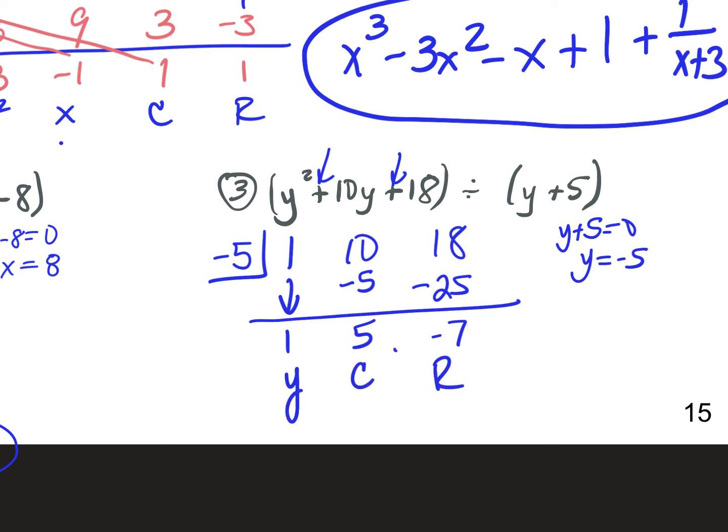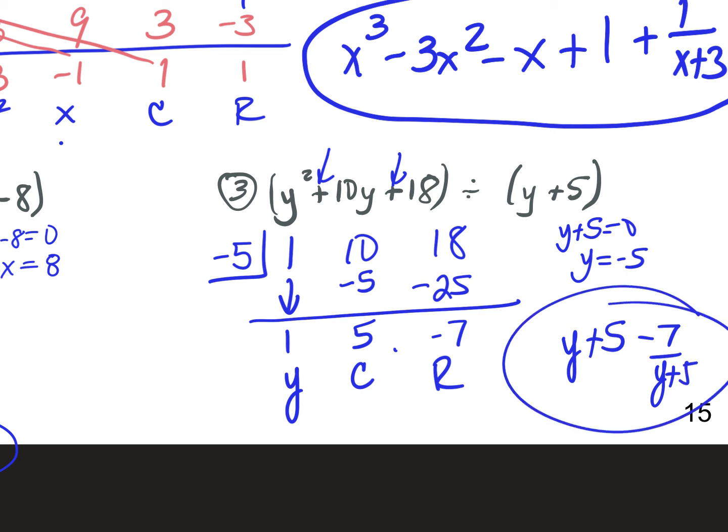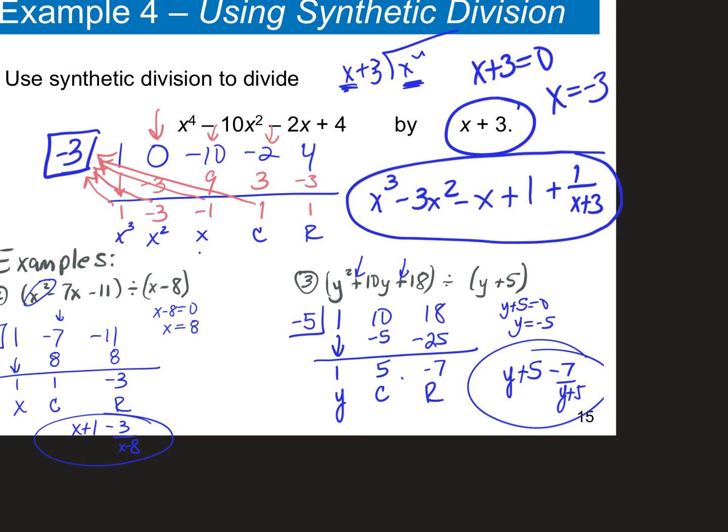So what's my answer? Y plus 5 minus 7 over y plus 5. Perfect. Yes, sir. So the remainder will always be after the constant. Yep. Good question. All right. How do we feel?